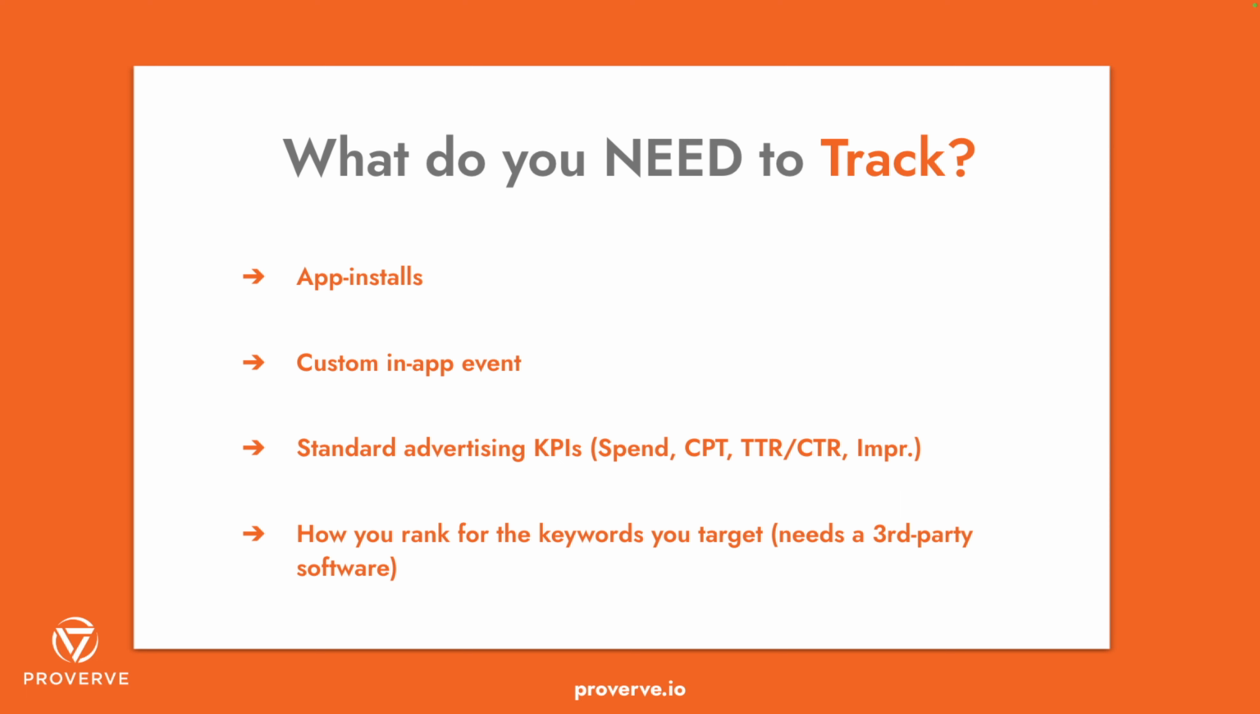And another KPI that you'll need to track, and this is going beyond an MMP, you want to be able to track your organic rankings for specific keywords. You'll unfortunately need a third-party software for this, but the one that I personally use is AppRadar. So I'd go and check them out. I'm going to leave a link in the summary section below.